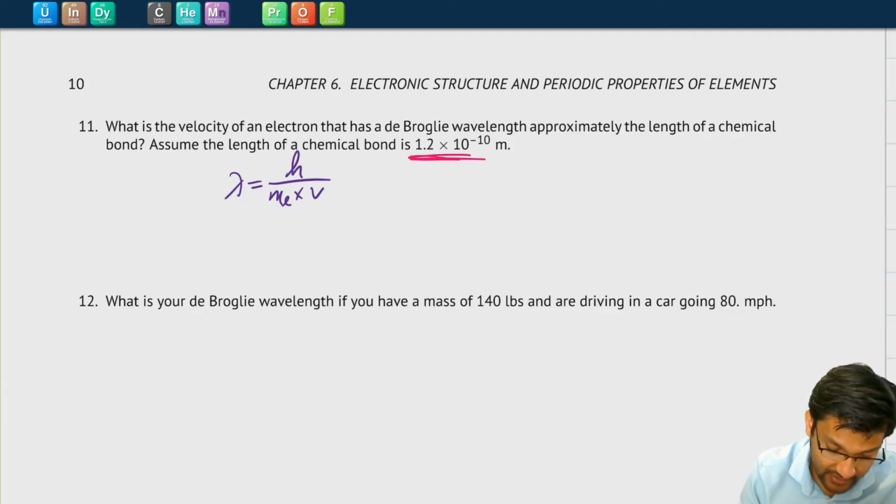Here, they give us the wavelength, which is 1.2 by 10 to the minus 10 meters, right? Then we know h is Planck's constant, we always know that. We know the mass of the electron, so we're asked to find the velocity.